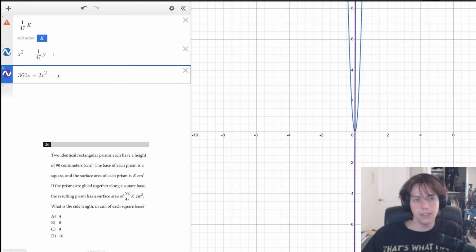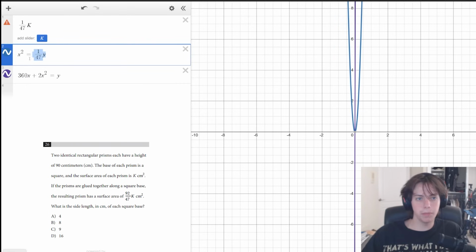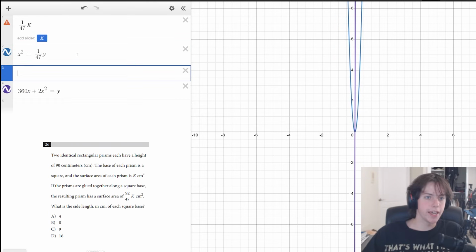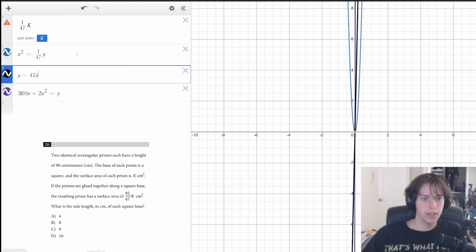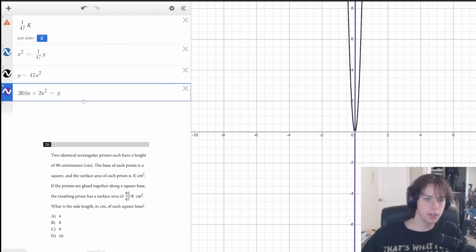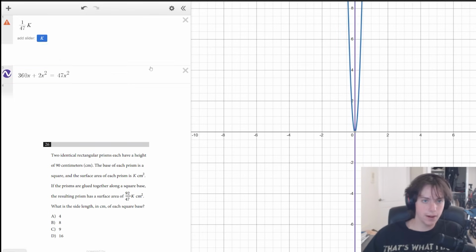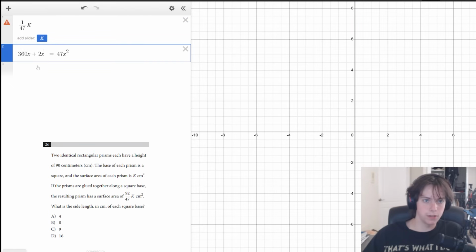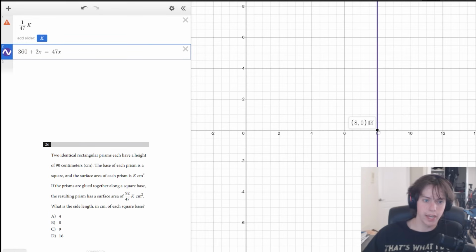Now for this, it'd be easier to just substitute an x, so we're just going to multiply both sides by 47 here, and we get 47x squared equals y. So substituting this back into the other equation, we get this 47x squared. We can factor out an x everywhere just to make the answer easier to find. So 360 plus 2x equals 47x, and we see our answer is just 8. So our final answer is B.